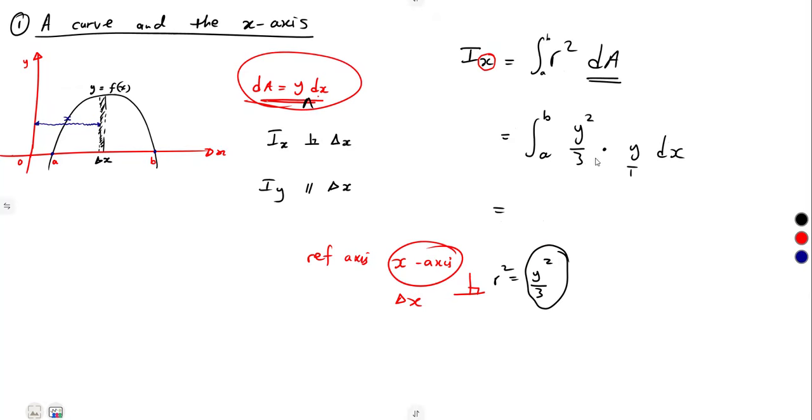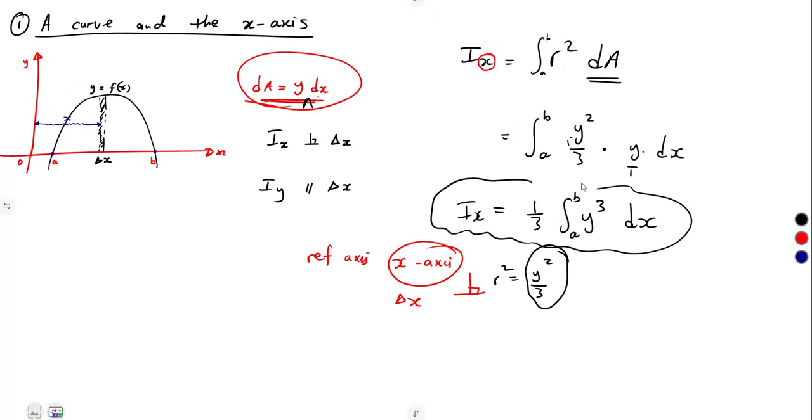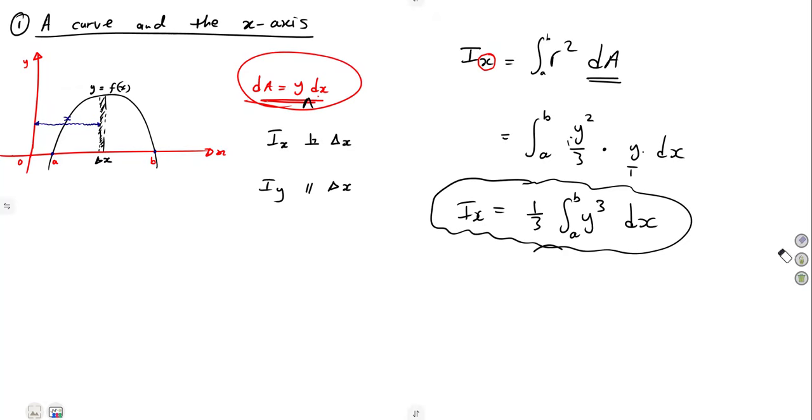So you can take the 1 over 3 outside. It will be the integral of y squared times y, that is y cubed, with respect to x from a to b. So that's our second moment of area with respect to x. That's how you simply play around with these formulas. You can formulate the formulas. When you are given this, that is how you can play around. So that's our Ix, this one.